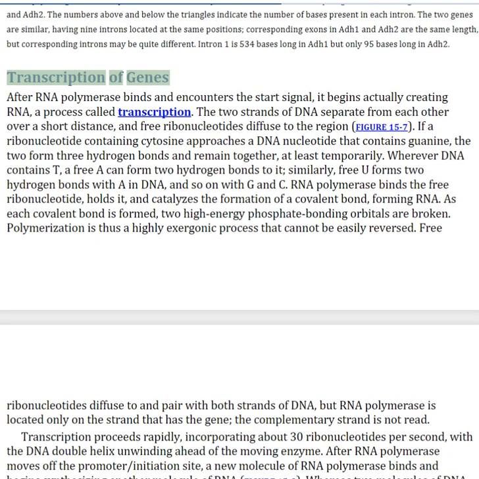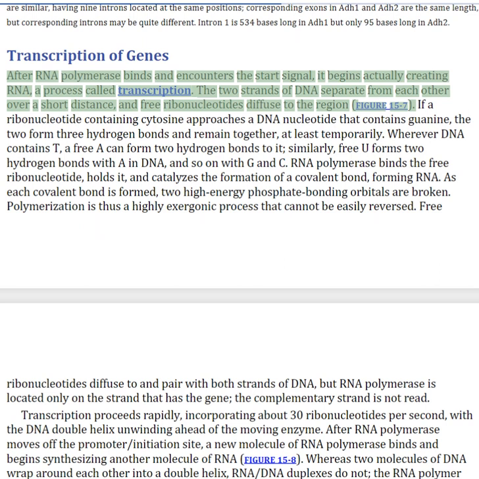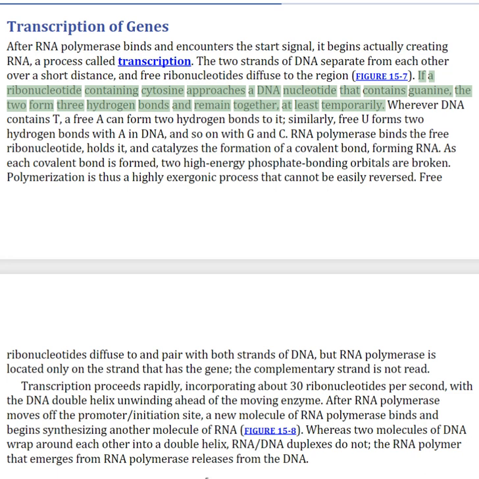Transcription of genes. After RNA polymerase binds and encounters the start signal, it begins actually creating RNA, a process called transcription. The two strands of DNA separate from each other over a short distance, and free ribonucleotides diffuse to the region. If a ribonucleotide containing cytosine approaches a DNA nucleotide that contains guanine, the two form 3 hydrogen bonds and remain together, at least temporarily.